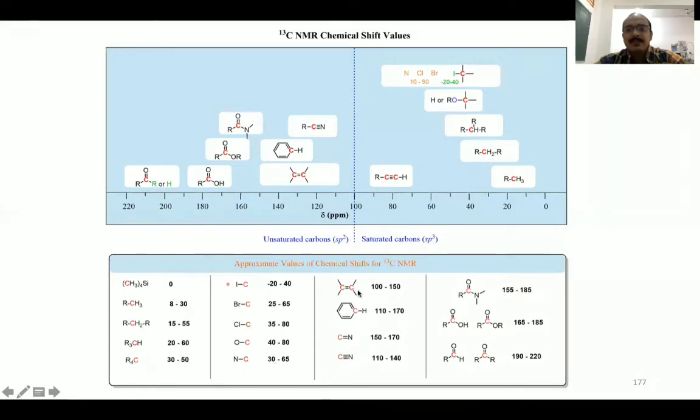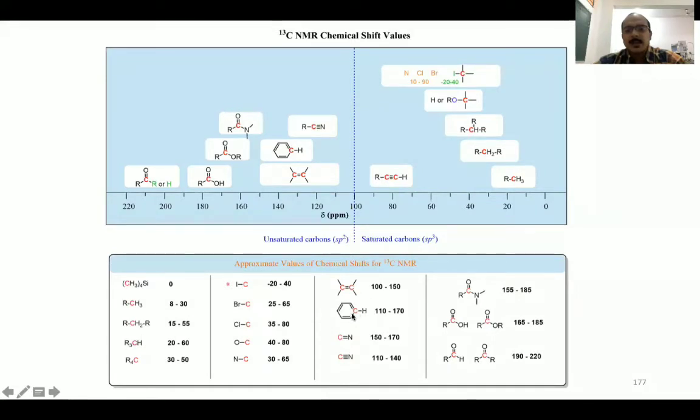If there is any vinylic carbon, that is an unsaturated group, then you will see that there is a drastic change or shift in the chemical shift value. So far, this is about saturated carbon. When we move from saturated to unsaturated system, you will be seeing a sudden drift. So for this alkenic carbon, it will be between 100 to 150. Why is the range so big? Because depending on the groups attached to the different carbons, you will have different chemical shift values.